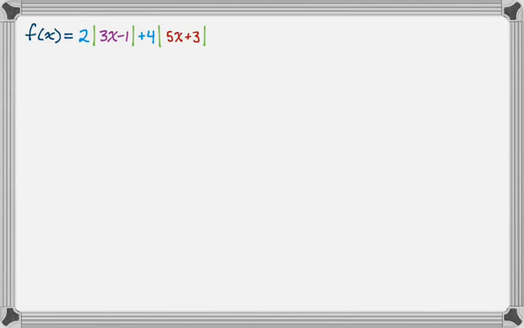So we need to find the zeros of the things that are in the absolute value. So first, 3x minus 1 equals 0. That's going to give me x is 1/3. And then I need 5x plus 3 is equal to 0. And that's going to give me x is negative 3/5.